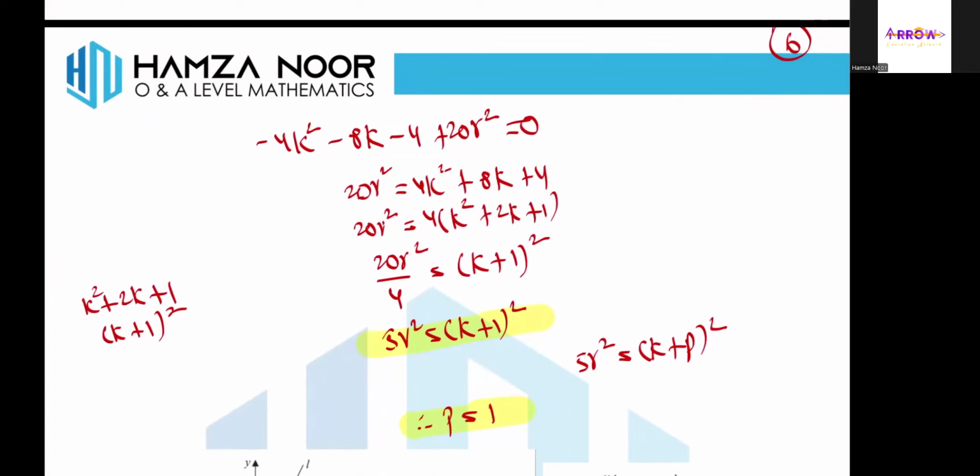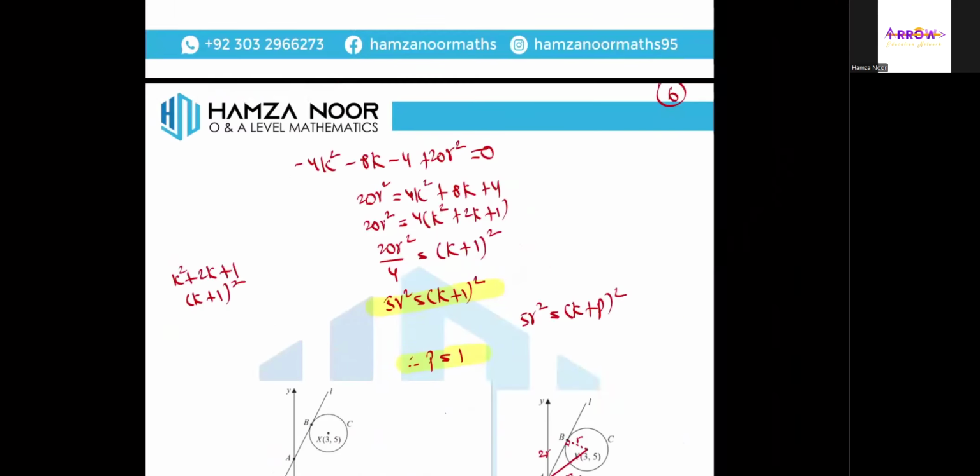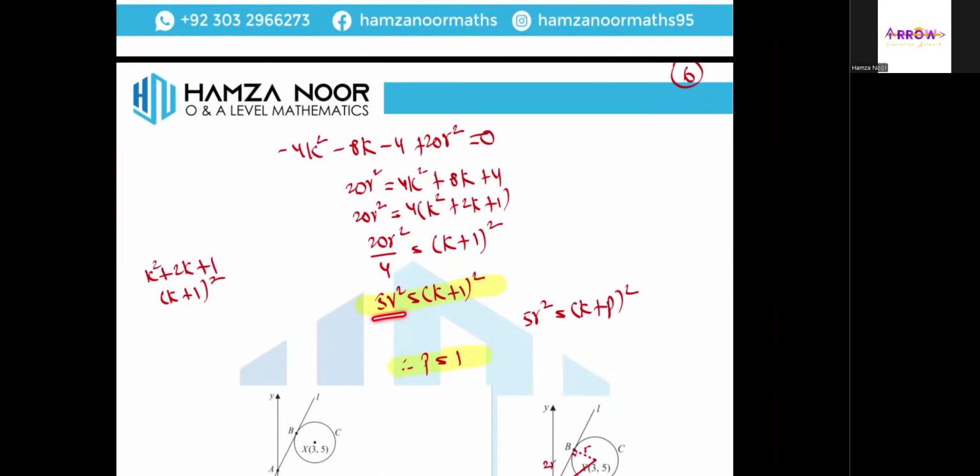Okay, you can just identify that this is the expansion of a plus b whole square, where a is k and b is equal to 1. So here we have factorized this. So k square plus 2k plus 1 is factorized into the form of k plus 1 whole square. So therefore we can say that 5r square is equal to k plus 1 whole square. So therefore p is equal to 1.